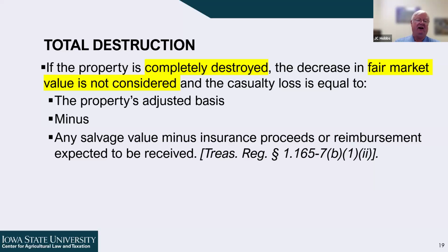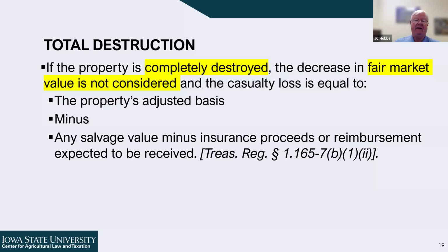Let's say it was a $100,000 barn and we depreciated it by $25,000, so the adjusted basis of that barn is $75,000. It's completely destroyed. If there was any salvage value, so there are some pieces that you can actually sell off, which is usually not the case, or if there are any insurance proceeds that the building was insured for, we reduce that $75,000 by that. Otherwise, with complete destruction, the amount of the casualty loss will be the $75,000. But if we had insurance to the tune of $50,000, then the casualty loss we would be allowed to take would be only $25,000.